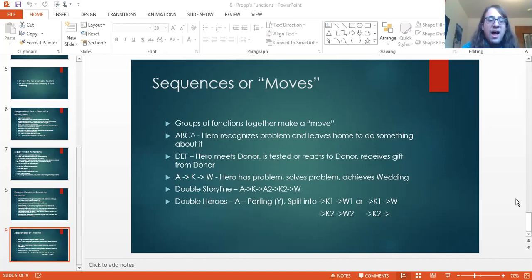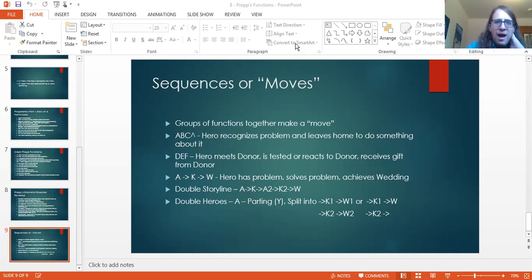And so you can put multiple things together. Often these kinds of stories would show evidence of parataxis, that multiple story arcs are put together. But yeah, that's the last vocabulary word: a sequence of functions is called a move, and they work together. And there's lots of different things you can do with them and lots of different structures here.